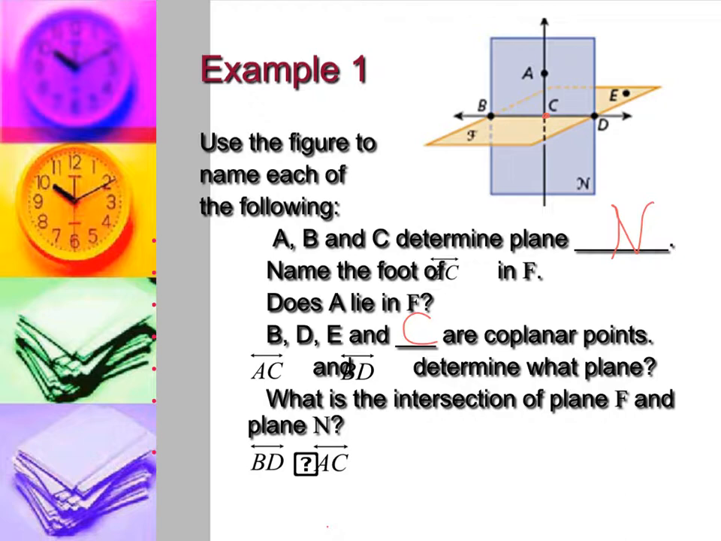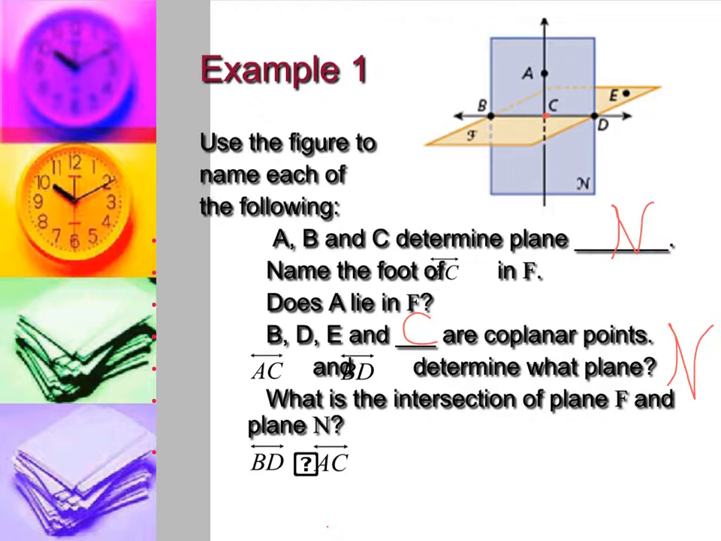All right, next one. AC and BD determine what plane? We have BD, which is this guy here, and AC, which is this guy here. What plane do they determine? Well, intersecting lines determine a plane. That plane is once again N. So fancy as possible. Make it all curvy and fun. There we go. Fancy N.